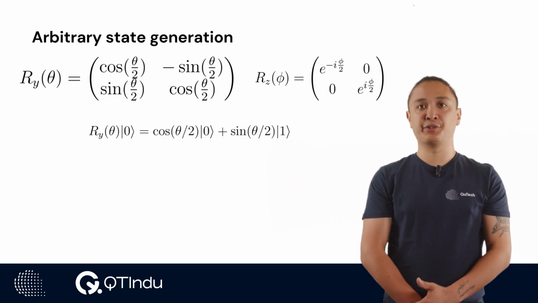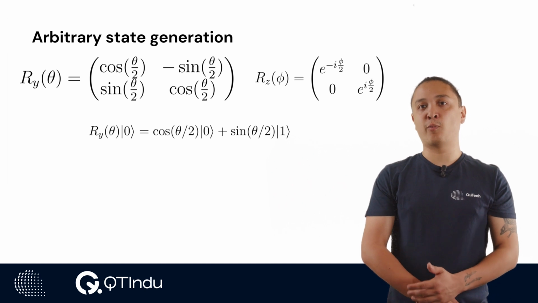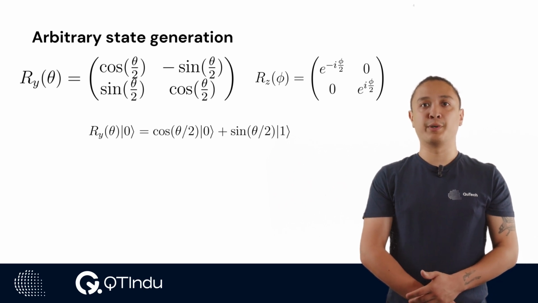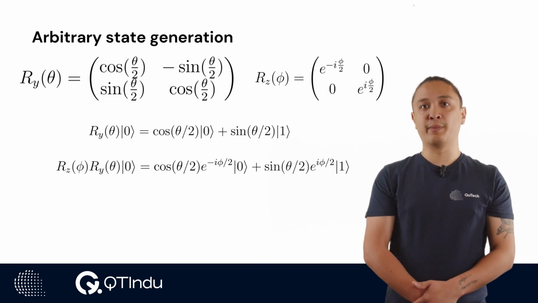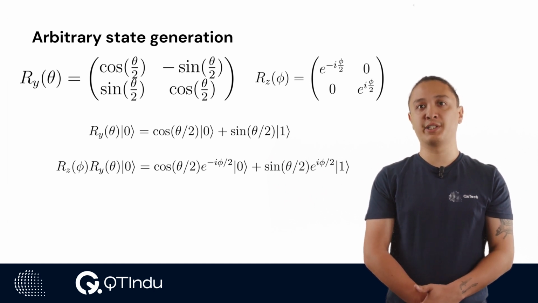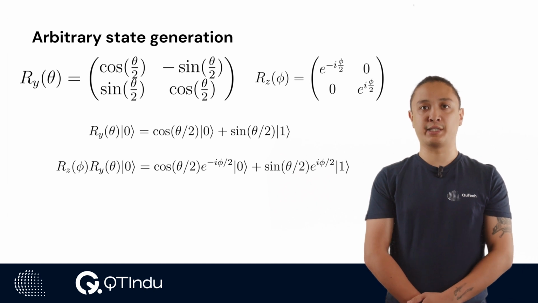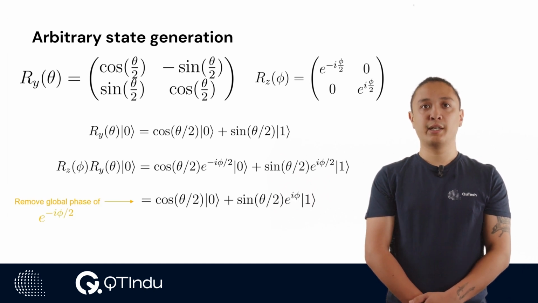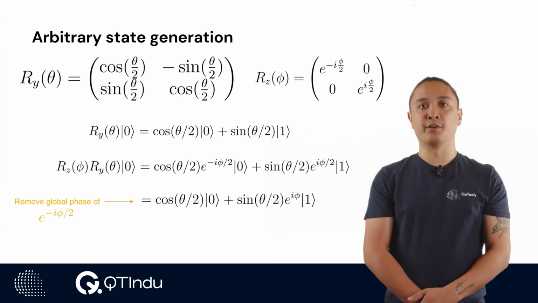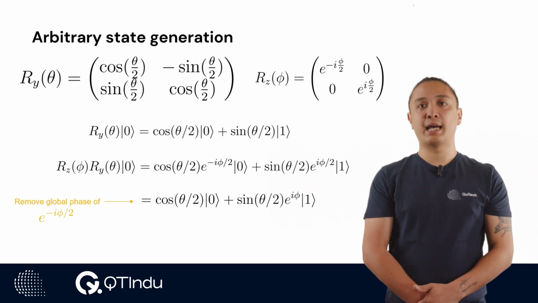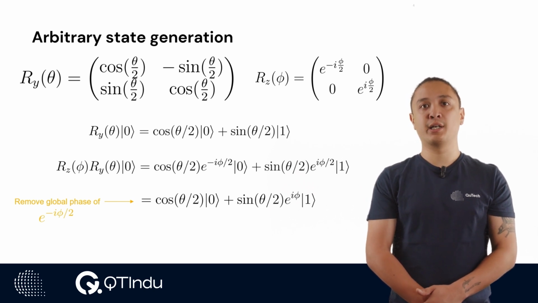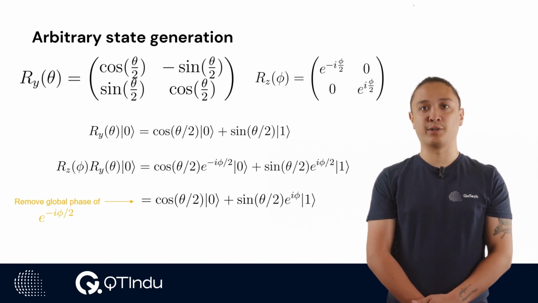First, let's consider an initial state of 0. If we perform a y rotation of an angle theta, we obtain the following state. Next, if we perform a z rotation of an angle phi on this state, we obtain the next following state. If we remove a global phase of e to the minus i phi over 2, we will obtain the state that we want. Here, we have shown mathematically how to obtain any arbitrary qubit state on the Bloch sphere by utilizing 2 rotations, starting from an initial state of 0.